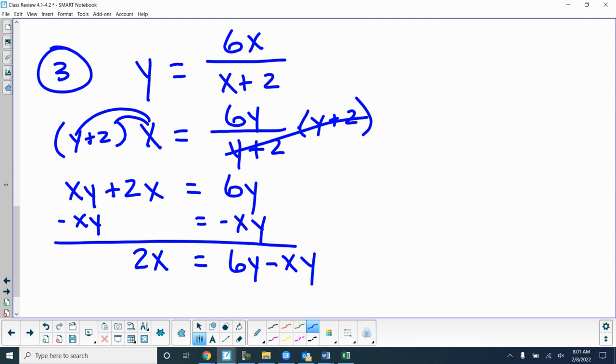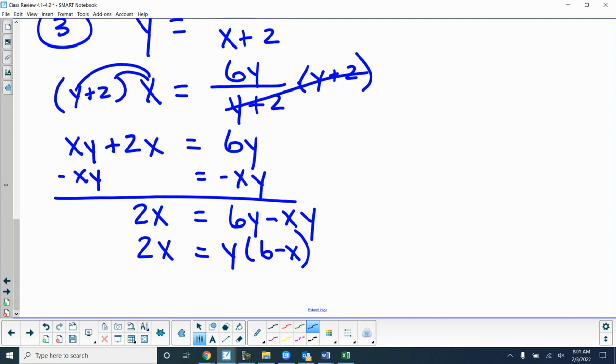What do I do with that y on the right? Turn 2 y's into 1. Think about factoring. What's the first thing we do when we factor? Pull out a GCF, right? So y's in both. So factor out or pull out the y like you would a GCF. So to get y by itself now, all I have to do is divide by 6 minus x.